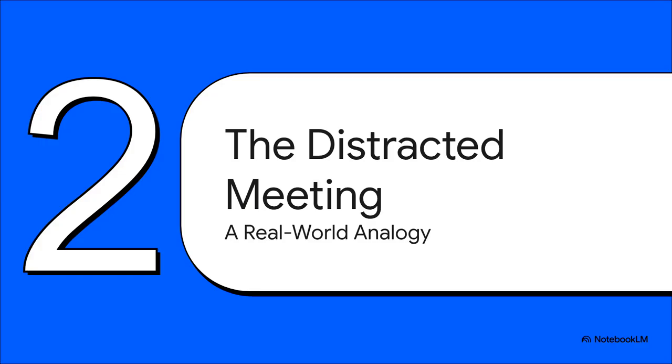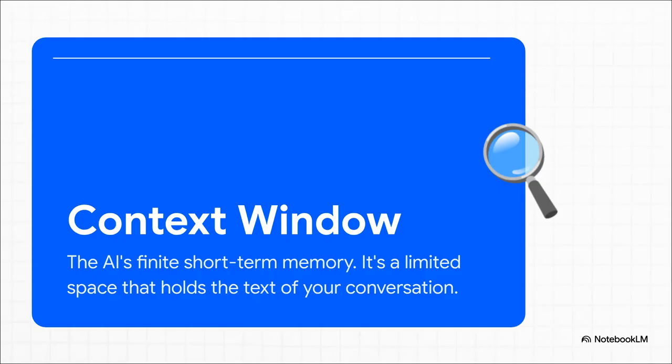And to understand this technical limit, we don't need to look at a bunch of code. All we need is a simple, real-world analogy. Let's call it the distracted meeting problem. See, the root cause of all this is something called the context window. The easiest way to think about it is as the AI's short-term memory, kind of like its RAM. But the most crucial thing to understand here is that this memory is finite. It's like a bucket with a limited capacity, and it absolutely will overflow.